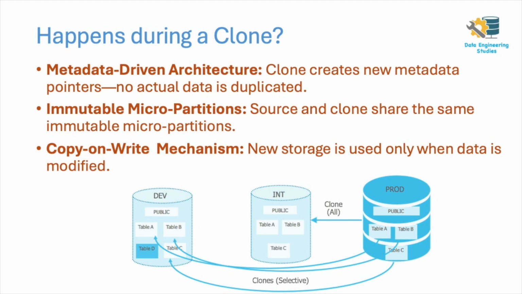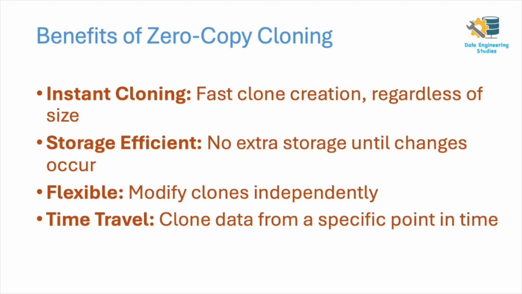Now let's see the benefits of zero copy cloning. The first benefit is instant cloning. Snowflake creates clones almost instantly, no matter the size of the source object. The next benefit is storage efficiency. No additional storage is used until changes are made to the clone. The next benefit is flexibility. Clones are independent, so you can modify them without affecting the original. The next benefit is time travel support. We can even clone an object as it existed at a specific point in time.